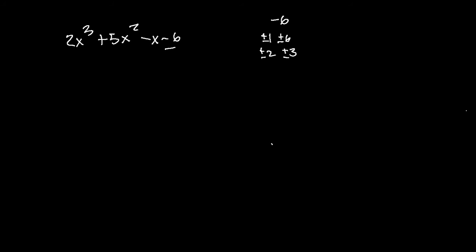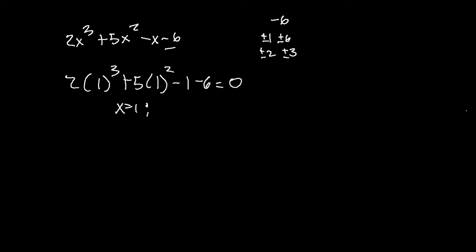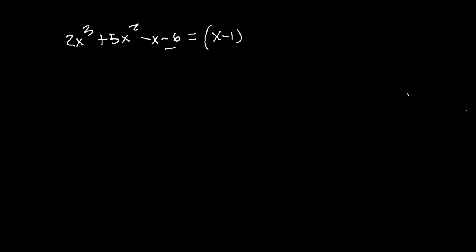Let's start with positive 1. So we're just going to replace every x with positive 1, and we solve this, and we arrive at an answer of 0. Now this means that x equals 1, or if we get zeros, x minus 1 is a factor of our function. Now given one factor, or one 0, we can start dividing this factor into our equation. So 2x cubed plus 5x squared minus x minus 6 divided by x minus 1.